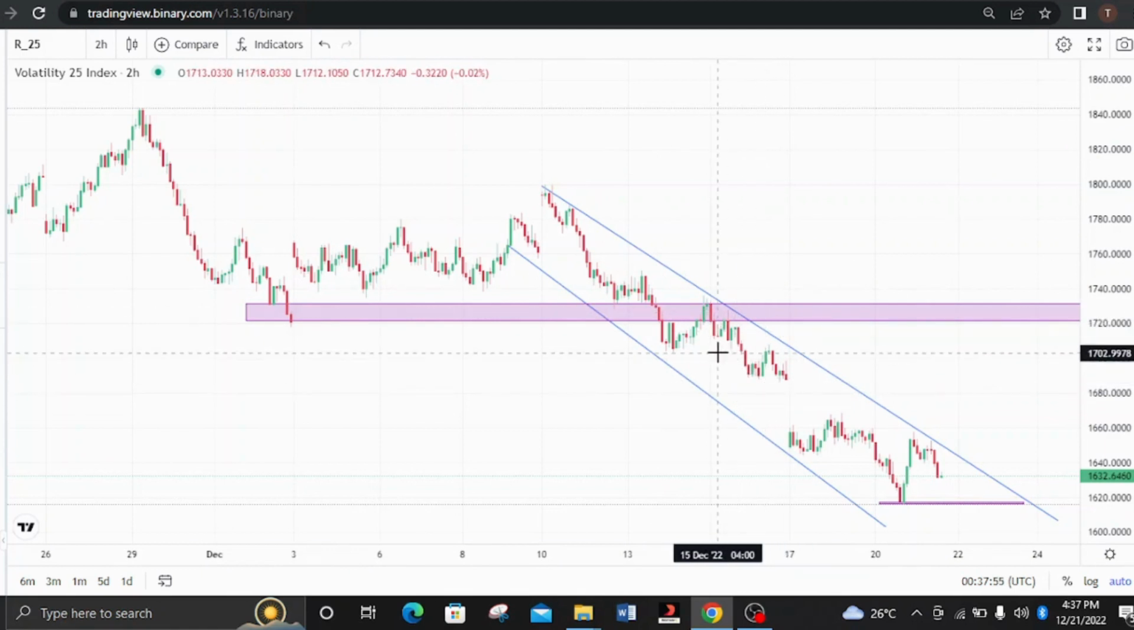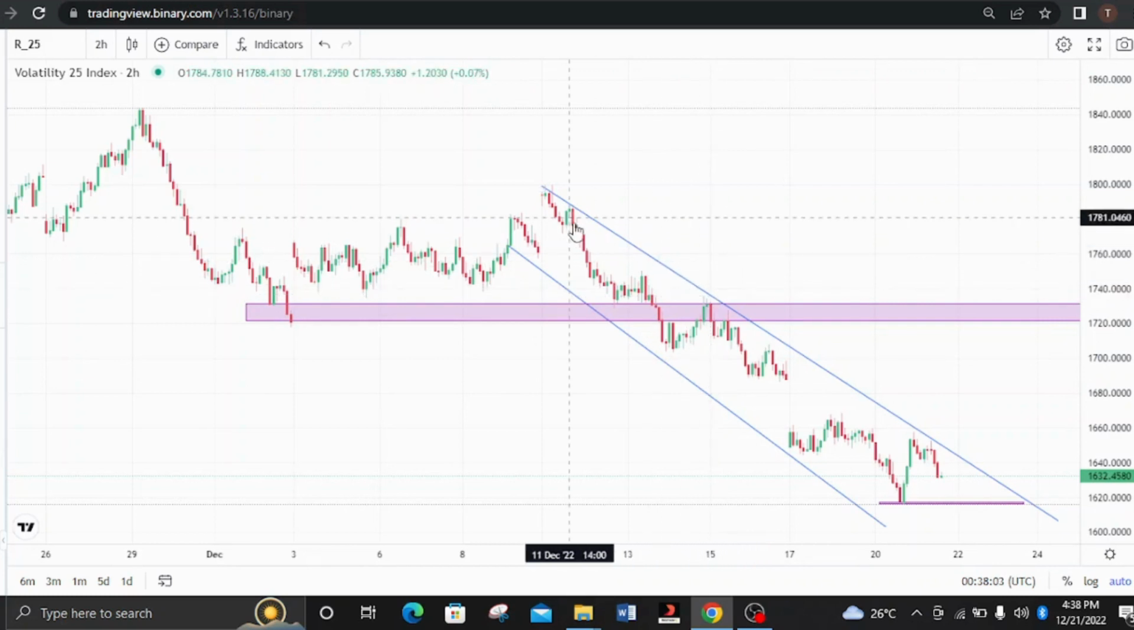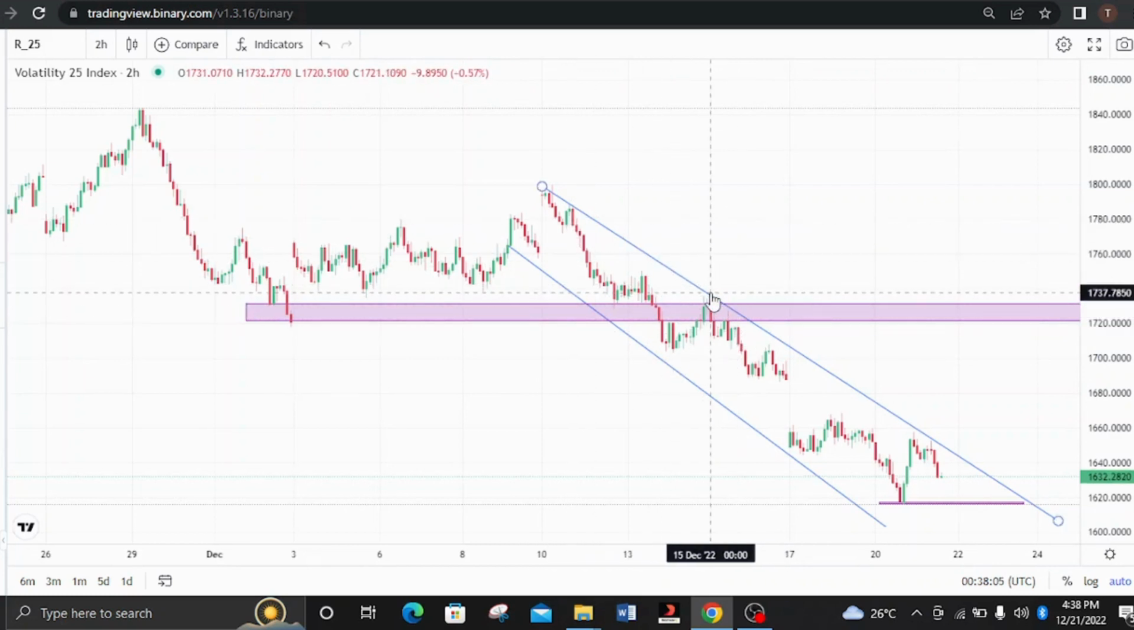To confirm your sell, you would see that you had a retest on the trend line to confirm your sell position. So the fact that we had a touch giving us a lower high on the trend line shows that it's giving us a massive push to the downside.